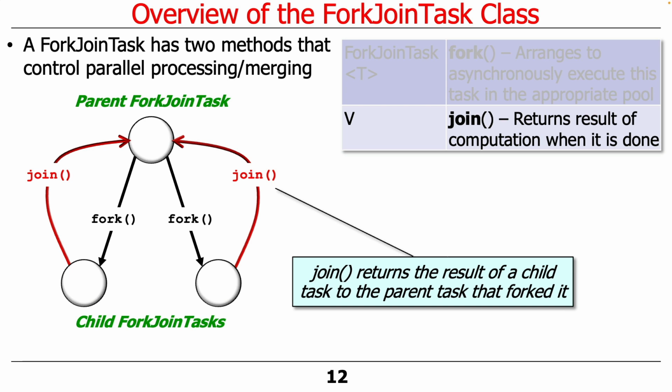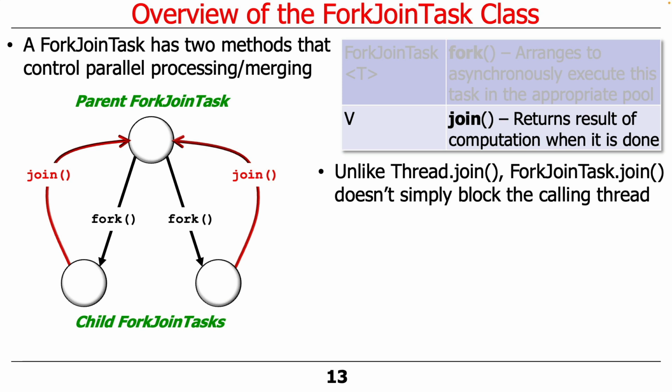Join returns the result of a child task to the parent task that forked it. So if you've forked something and then you want to get the results back later, you join with it to get the result of the computation when it is done. Unlike thread join, which is what you'd use if you were doing traditional Java barrier synchronization, ForkJoinTask's join method doesn't block the calling thread.